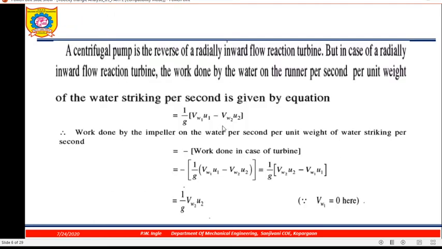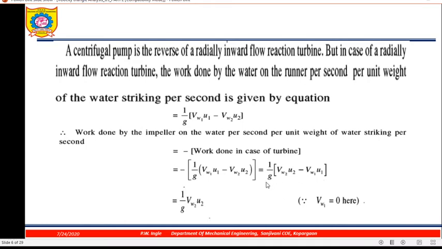In case of a Francis turbine, it is 1 by G (VW1 U1 minus VW2 U2). So the work done by the impeller on the water per second per unit weight of water striking per second is the minus of this, the work done in case of turbine. So it is minus of 1 by G (VW1 U1 minus VW2 U2). That's why you are getting 1 by G (VW2 U2 minus VW1 U1).